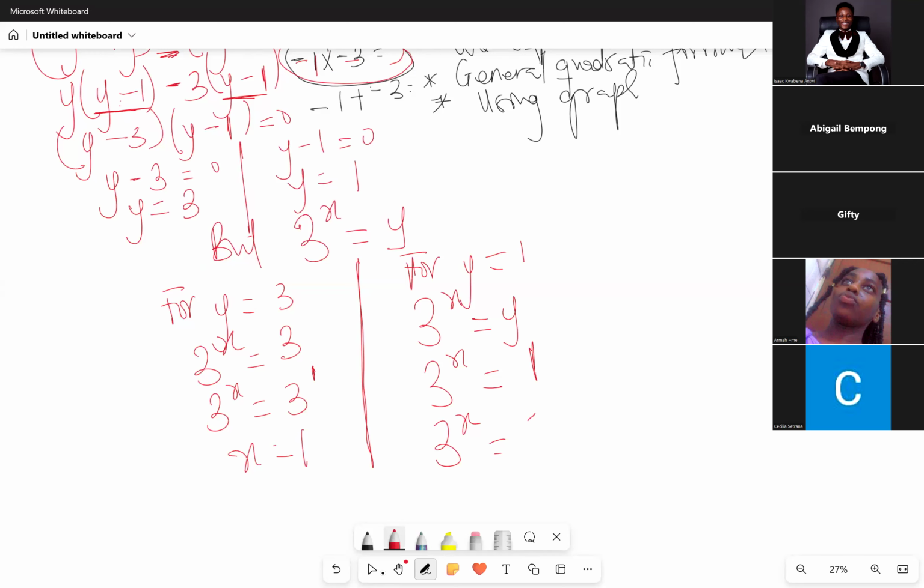I want this 1 to be on the base of 3. So I'll make it 3 raised to the power 0, because after all, power 0 is 1. If I put it as 3 to the power 0, it's 1, it's the same thing. At the end of the day, I have it on the same what? Base. Therefore, x is equal to what? 0.